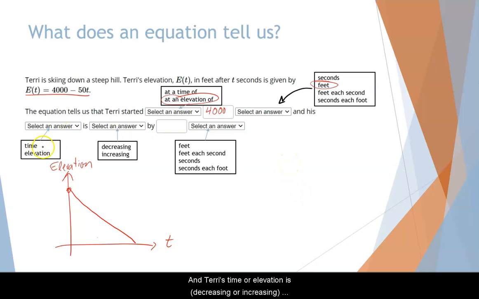And Terry's time or elevation is decreasing or increasing. So now we're talking about the rate. The rate has to do with the slope. So it's the elevation that's changing. I know that time is increasing, but it's the elevation that's going to be decreasing by a certain amount. And what it's decreasing by is by the slope, which is 50 feet each second. So there is our rate.